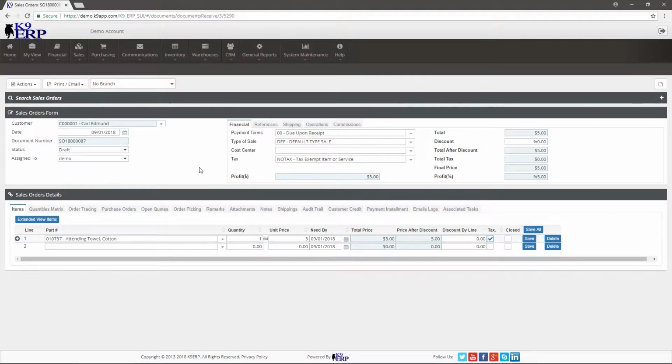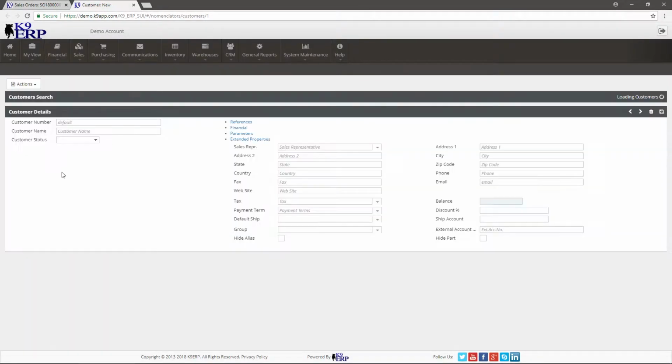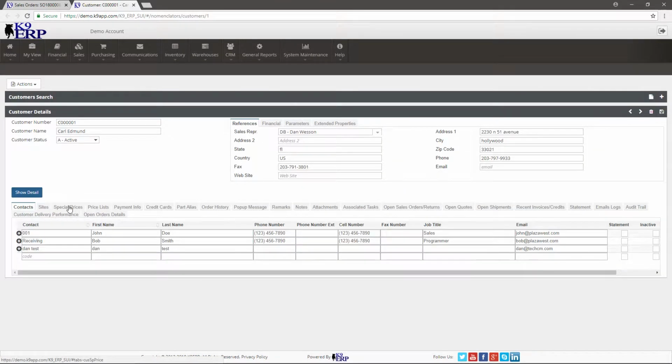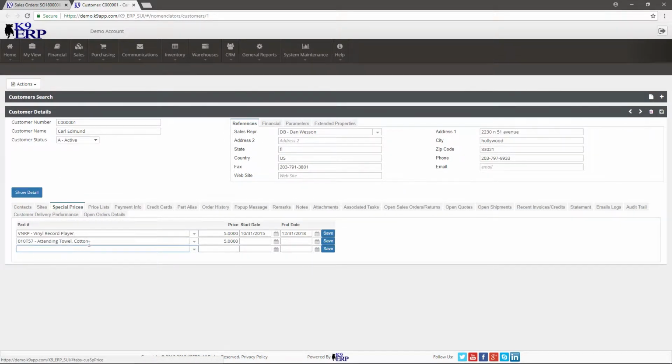So there are several places where K9 is going to look for a price hierarchy. The first place it's going to look is for the customer itself. If I open up this customer, Carl Edmond, and I go into their customer detail over here, I'll see a couple of tabs. One says special prices, and I'll see that I have this attending towel cotton over here for $5. So this is going to override almost every other price in the system because I have a special price set up specifically for this customer.